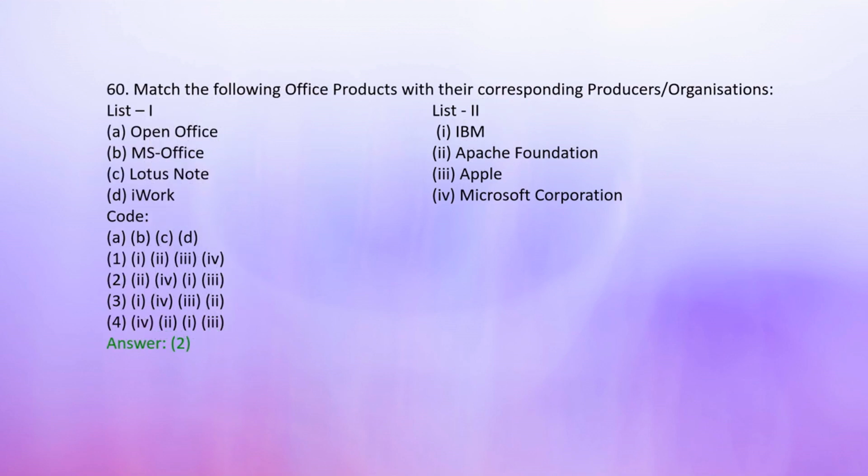Number 16. Match the following office products with their corresponding producers and organizations. List 1, Open Office. List 2, IBM. List 1, MS Office. List 2, Apache Foundation. List 1, Lotus Note. List 2, Apple. List 1, iWork. List 2, Microsoft Corporation.